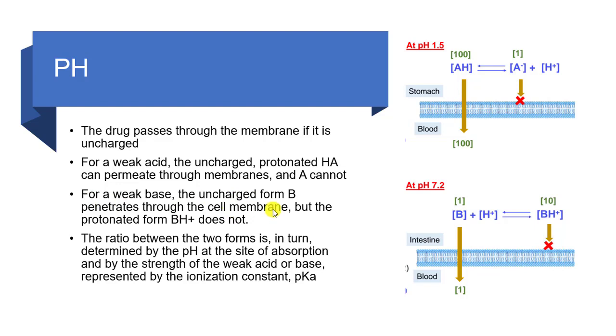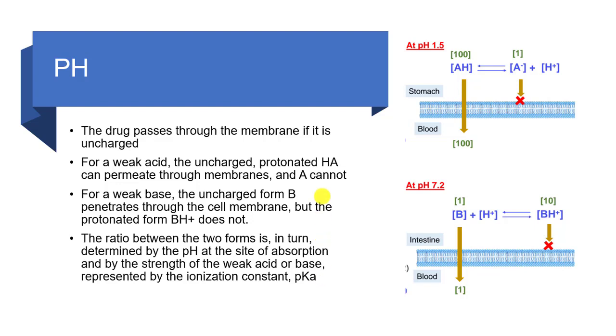So what we need to remember is that mostly the drugs that we give to patients are either weak bases or weak acids, and therefore they can easily pass through these membranes and have their therapeutic effects. But if a drug is charged, then it cannot pass through this membrane. And this is the ratio between the two forms, which in turn is determined by the pH of the site of absorption and by the strength of the weak base or the acid, and we represent that by a constant which is called the pKa constant.